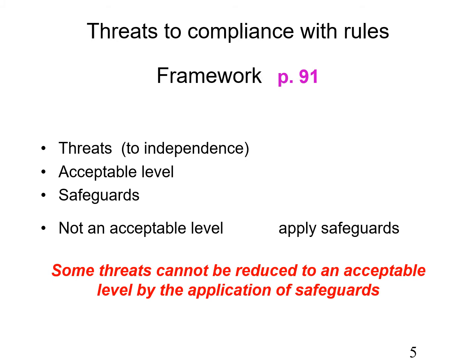The AICPA has developed a framework to assess independence. The steps in the framework are: identify threats to independence, determine what an acceptable level is. If the threat is not at an acceptable level, you have to apply safeguards to mitigate the threat. I note some threats cannot be reduced to an acceptable level by applying safeguards. With one exception, everything we're going to talk about today are threats that cannot be reduced to an acceptable level. We're going to talk about things that safeguards cannot reduce to an acceptable level.